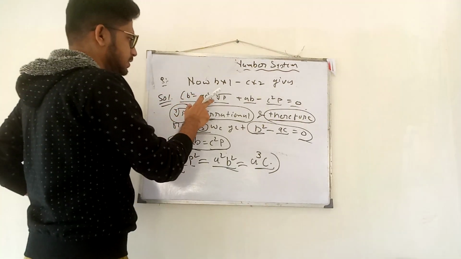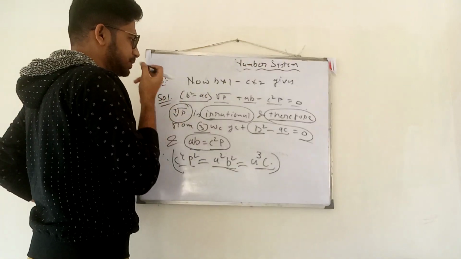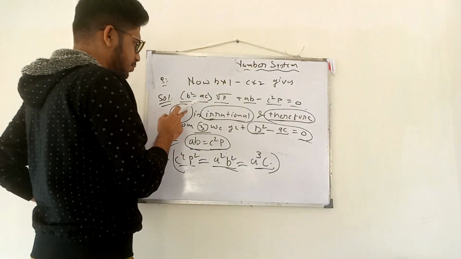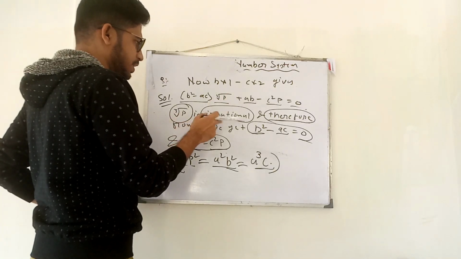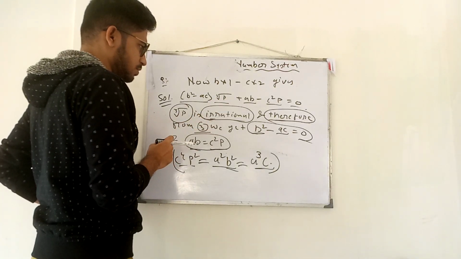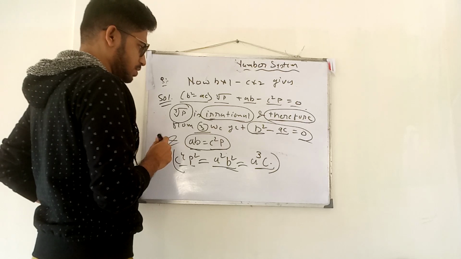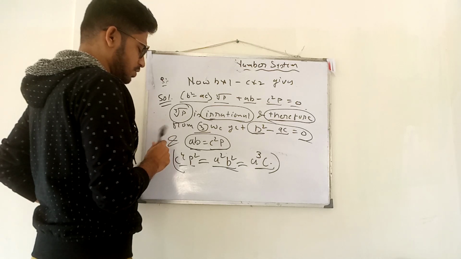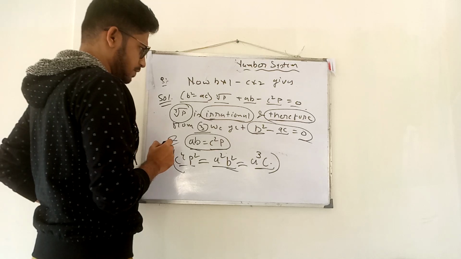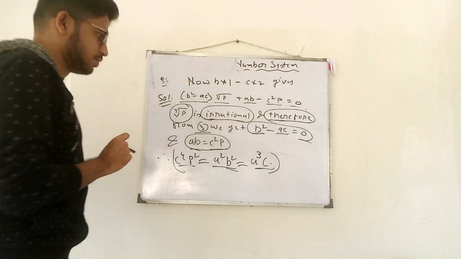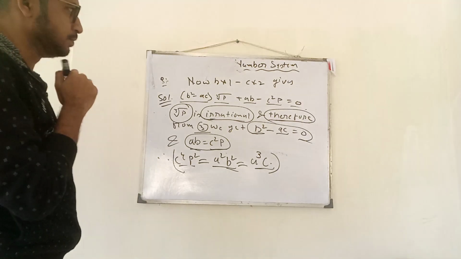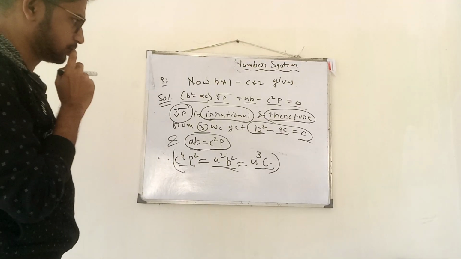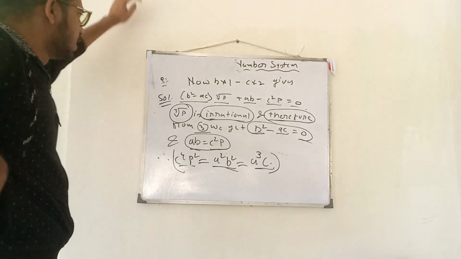Here B square minus AC into cube root of P plus AB minus C square into P is equal to 0. As cube root of P is irrational, from 3 we get B square minus AC is equal to 0 and AB is equal to C square into P. So C to the power 4 into P square is equal to A square into B square is equal to A cube into C. So here is the equation and now we have to solve it. How do we solve it? That's the question.